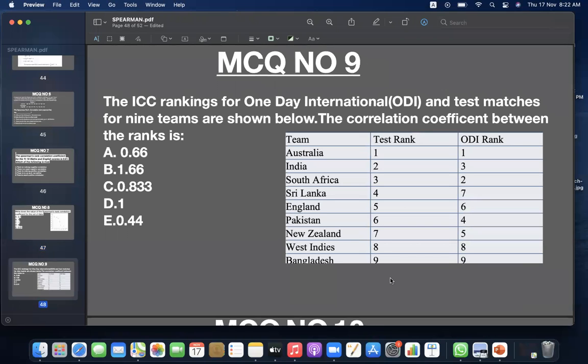MCQ number 9. The ICC rankings for one-day international and test matches for 9 teams are shown below. The correlation coefficient between the ranks is: A, 0.66; B, 1.6; C, 0.833; D, 1; E, 0.44. The answer would be C, 0.833. You have to again use the same formula, and after computing the values, you would get the answer 0.833.